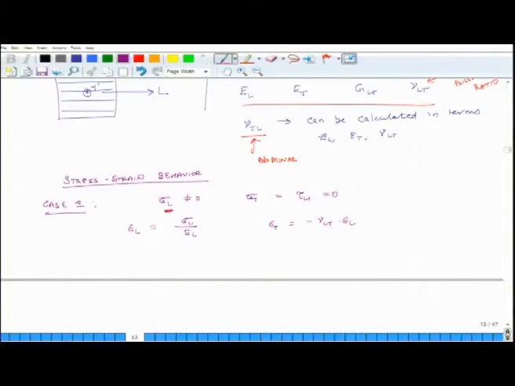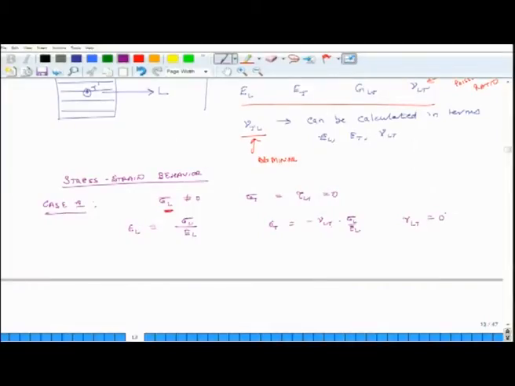Okay. And what is epsilon L? Epsilon L is nothing but sigma L over EL. So, this is what I will write. Now, this is a specially orthotropic material, the load direction and the direction of the fiber are aligned. So, in this case I am applying only extensional stress, so there will be no shear strain. So, gamma LT equals 0. So, this is case 1.